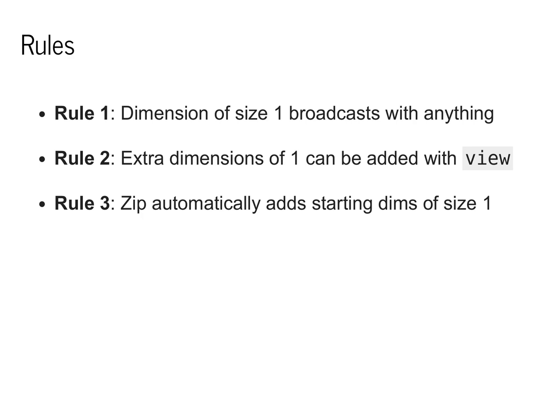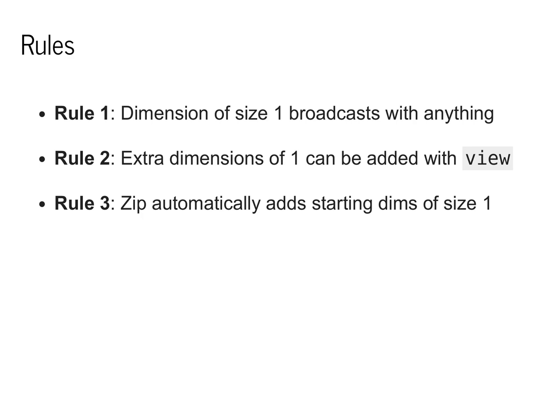But we have to define some rules that will tell us the final shape of out. There are 3 rules for broadcasting in PyTorch, and I recommend memorizing them. The first rule is that dimensions of size 1 broadcast with anything. The second rule is that if we want to create extra dimensions of size 1, we can do that, but we have to do it manually by using an operation like view. Finally, rule 3 tells us that zipping together 2 tensors will automatically create any additional starting dimensions of size 1.